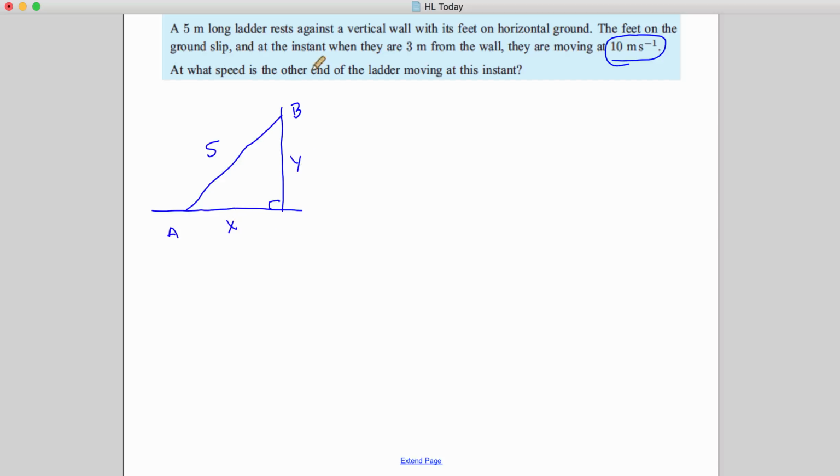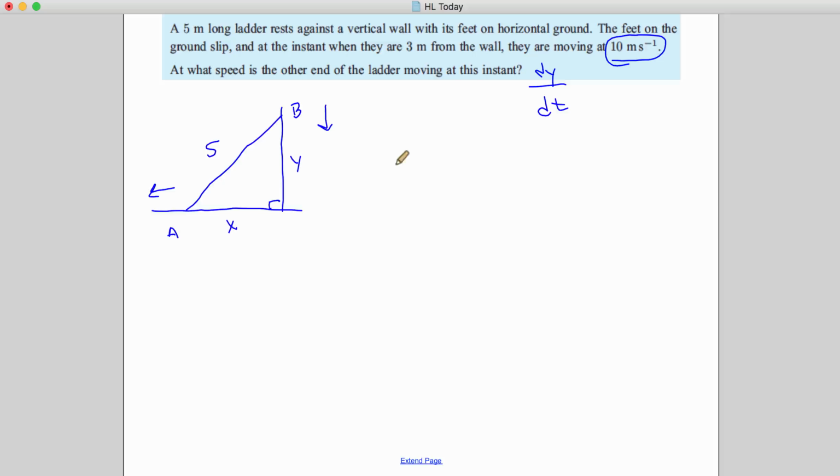At what speed is the other end of the ladder moving at this instant? So the other end is this. If A is moving this way, then B is moving downwards. So it's the Y direction that's changing. We're looking for dy/dt. That's what we are ultimately trying to solve for. Do we have any sort of relationship where we can include y?